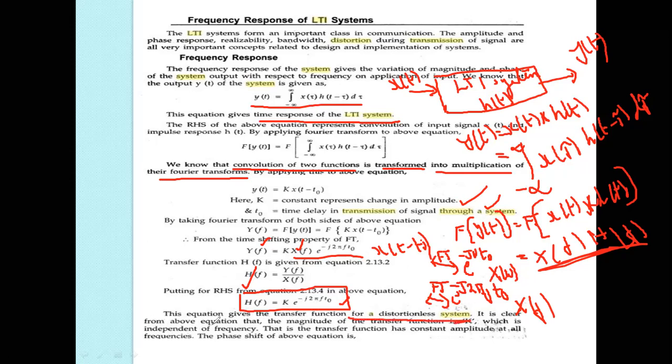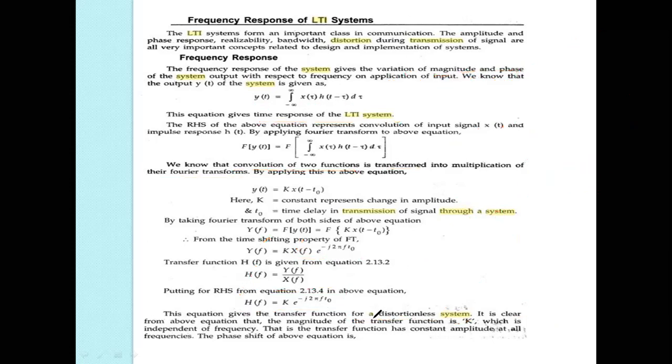It is clear from the above equation that the magnitude of the transfer function is k, which is independent of the frequency. That is, the transfer function has a constant amplitude at all frequencies. Okay. The phase shift of the above equation is 2 pi f into t naught.